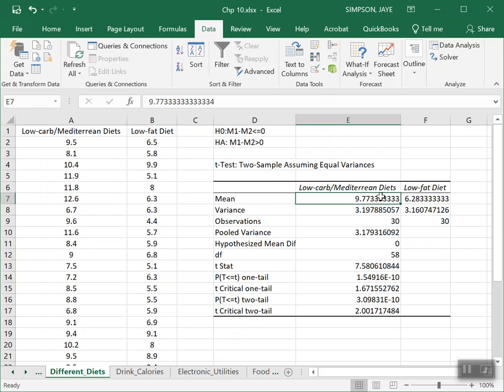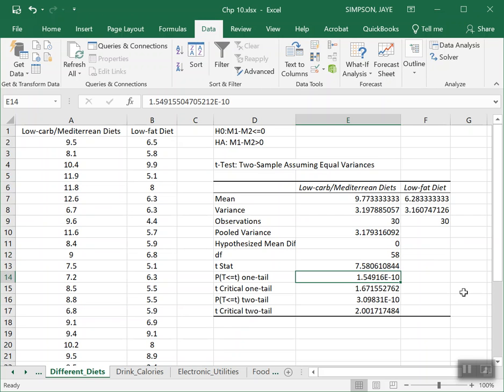So our t-stat, our test statistic, is 7.58. Now, we could go look this up in the t-table and see if it's significant or not with 58 degrees of freedom, or we could just go down here to the p-value. Now, my p-value is, because this is a one-tailed test, I want to make sure I use the p for the one-tailed test.